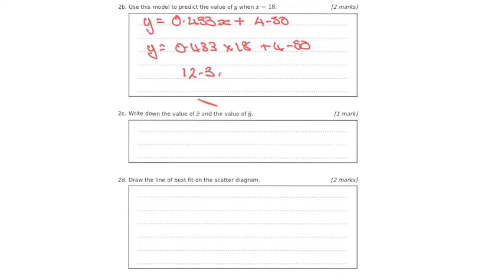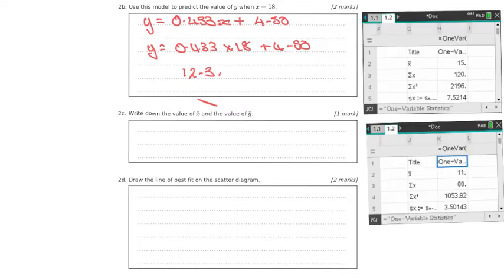Part 2c, write down the value of the mean of x and the mean of y. Again, use your GDC. As you can see, the value of x bar is 15 and y bar is 11. So x bar equals 15, y bar equals 11.